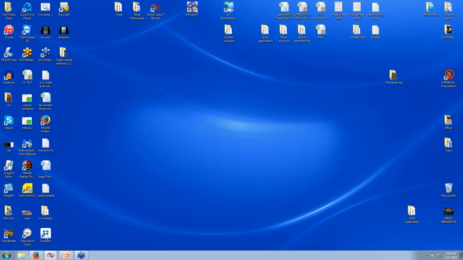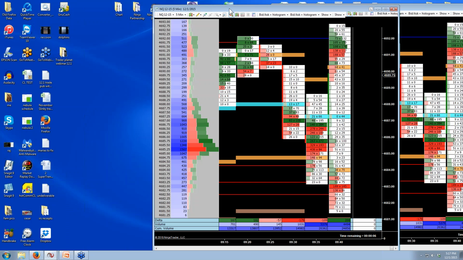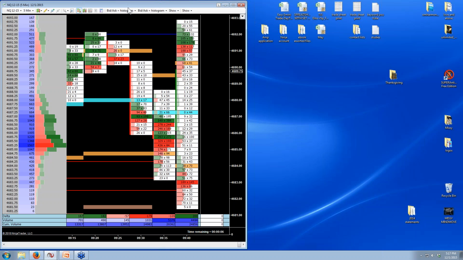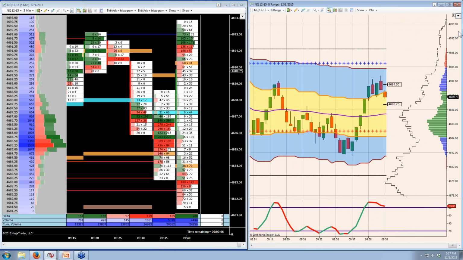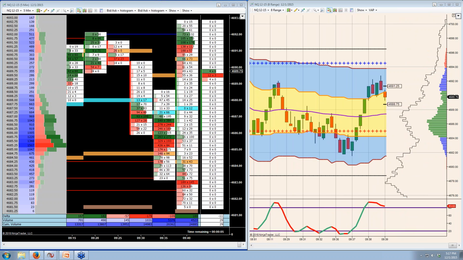All right, so what I want to do here is close this down, and bring up my two Ninja charts, and I'm going to hit market replay here so you guys can see what it looks like as it's forming. So I'm just going to hit play, and I just need to give it a second here to load.